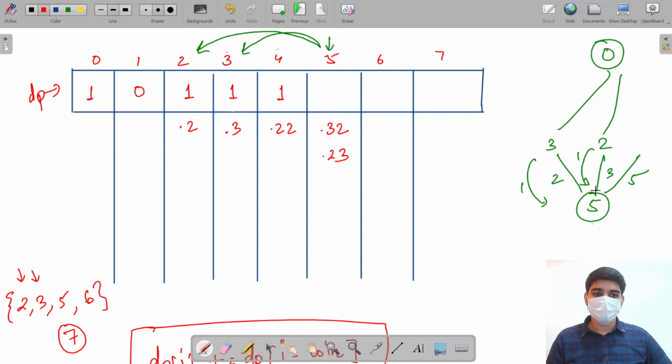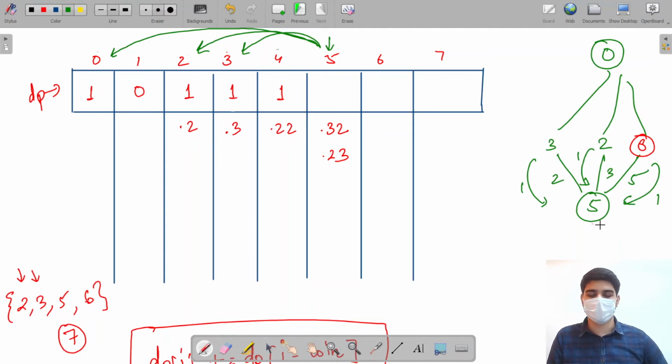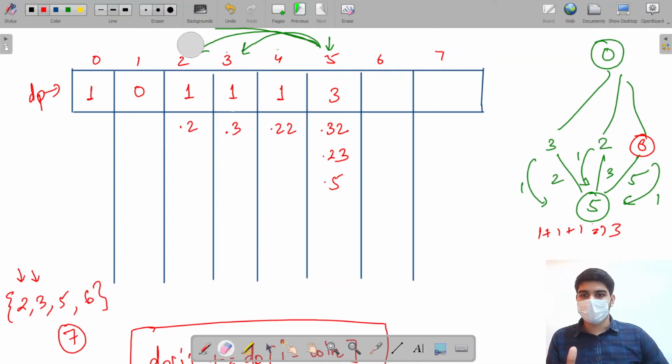Then 5 can call for 5. This would take it to 0. So 5 calls for 5, that means it goes back to 0. 0 says there is only one way from me till 0, that is, you don't do anything. So you attach 5 over here, before nothing. So we would have 3, 2, 2, 3, and 5 as possible permutations that can make a summation of 5. That means there is a total of 3. If you see over here, it's 1 plus 1 plus 1, which is 3. I hope this is a bit clear now.